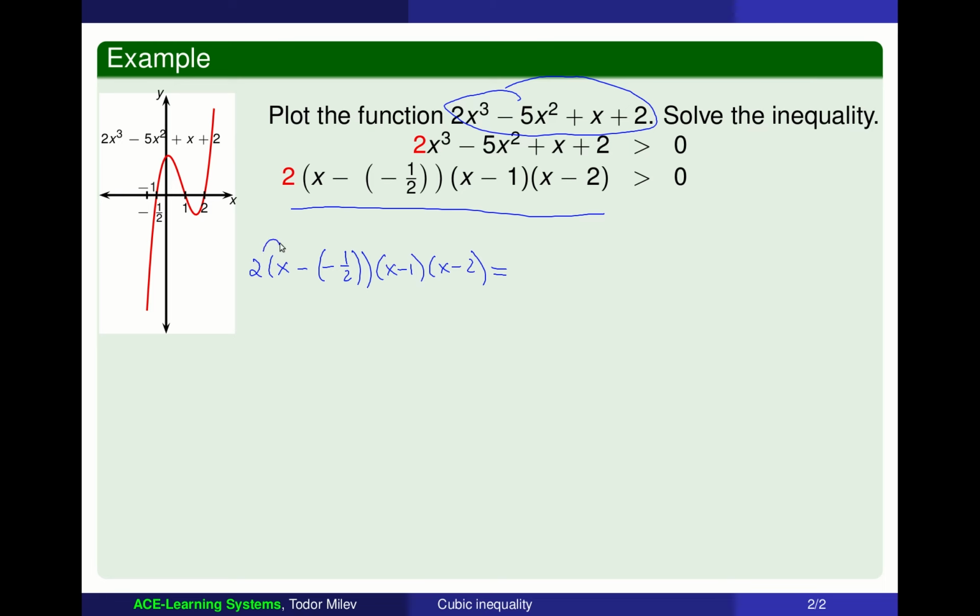First I'm going to distribute 2 over here. So I'm going to get 2x. Minus with minus gives me plus. So (2x plus 1) times (x minus 1) times (x minus 2).